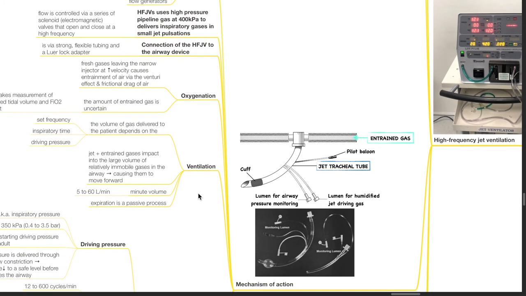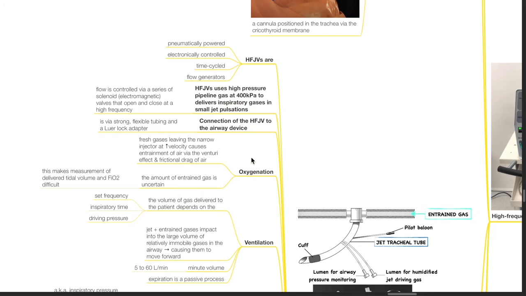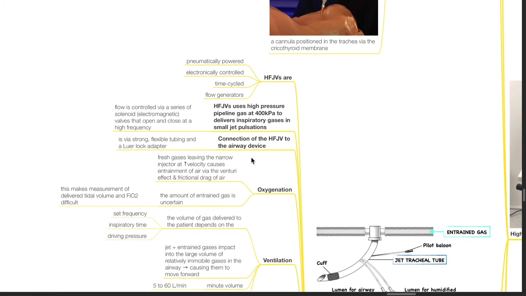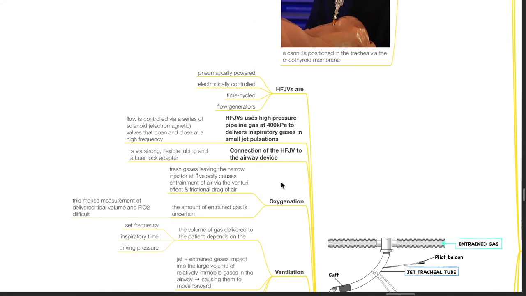Mechanism of action. High-frequency jet ventilators are pneumatically powered, electronically controlled, time-cycled flow generators. They use high-pressure pipeline gas at 4 bar to deliver inspiratory gases in small jet pulsations. Flow is controlled by a series of solenoid electromagnetic valves that open and close at a high frequency. Connection of the high-frequency jet ventilator to the airway device is via a strong flexible tubing with a Luer lock adapter.